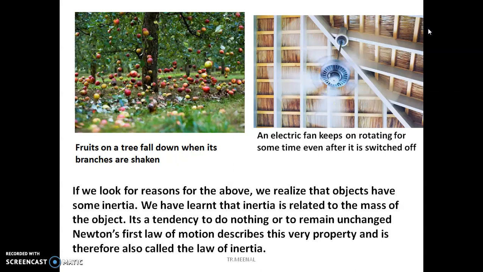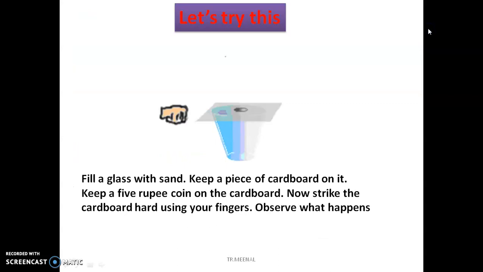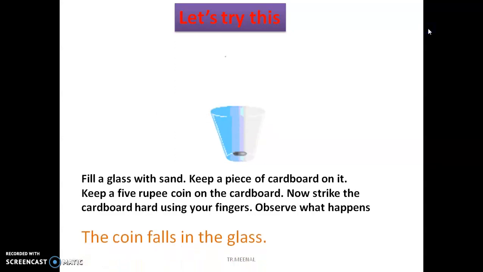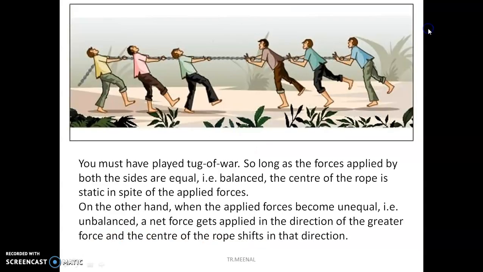Let's see what this law is all about. Before that, let's try some activity. Fill a glass with sand. Keep a piece of cardboard on it. Keep a 5 rupees coin on the cardboard. Now strike the cardboard hard using your fingers. Observe what happens. Yes, children, you must have tried this. You tell me what will happen. What will happen is the coin falls in the glass. The cardboard is thrown away, but the coin falls in the glass.